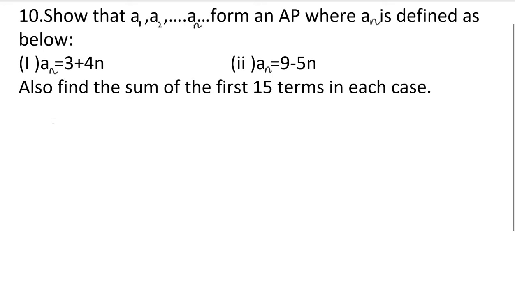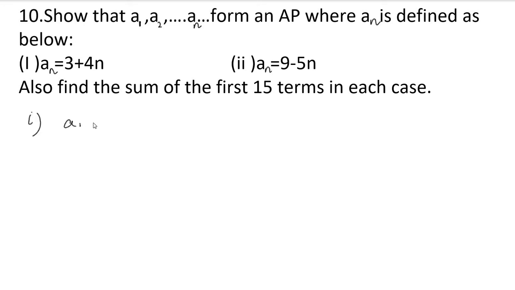10th one. Show that a1, a2, etc., an, etc. form an AP where an is defined as below. First one, an is equal to 3 plus 4n. And second one, an is equal to 9 minus 5n. Also find the sum of first 15 terms in each case. We are going to form an AP, and then find the sum of first 15 terms. Shall we find it?